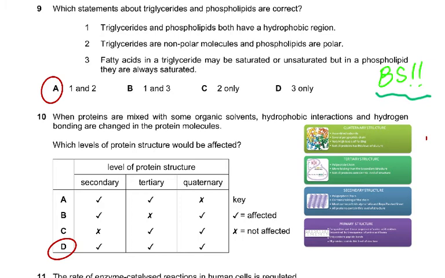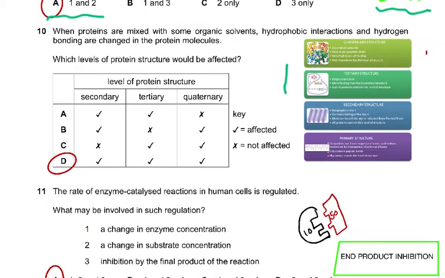So, the answer was 1 and 2, and the 3 was a big BS because fatty acids in a triglyceride may, but in a phospholipid they're always saturated. No, in a phospholipid bilayer we have lots of sometimes saturated fatty acids, sometimes unsaturated fatty acids. So that's why I've given the BS, which is the beautiful story, which is why 3 was total rubbish and this was wrong. So the answer to this was 1 and 2. Then we come on to question 10.